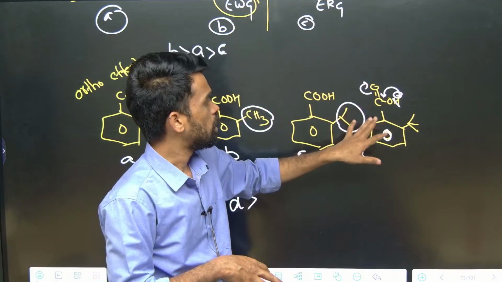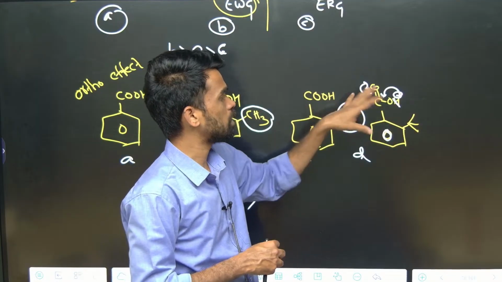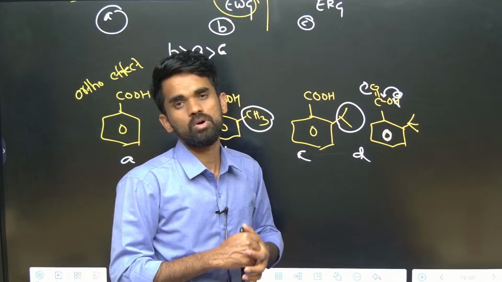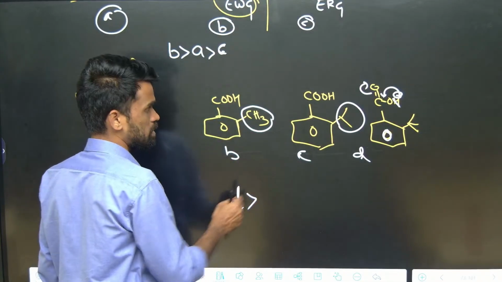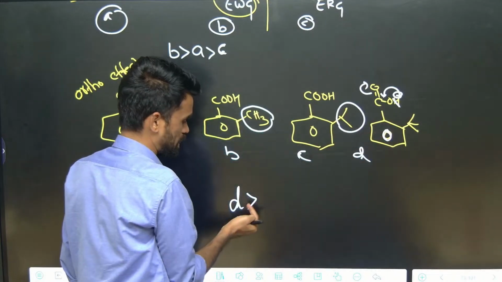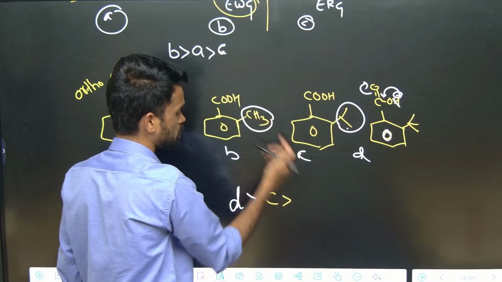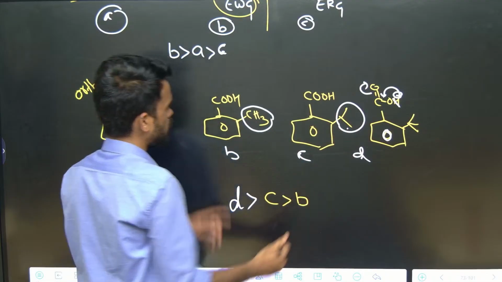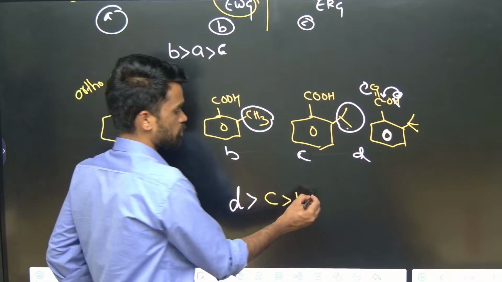Therefore, aromatic carboxylic acids containing a bulky group at the ortho position are highly acidic compared with the others. So I can say this is the bulky group, so D is the most acidic, and after that C. Between these, C is bulkier than this, so C, and then B, because there is one methyl group and there is no such group. So B, and the least is A.